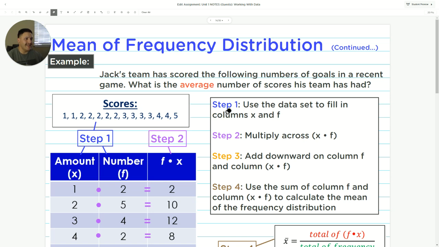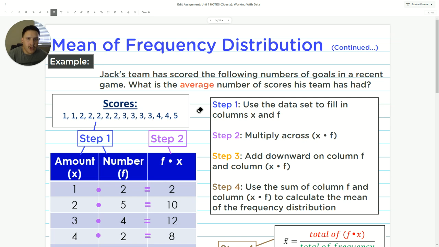So here is an example. Jack's team has scored the following number of goals in a recent game. What is the average number of scores his team has had? So here are the scores. 1, 1, 2, 2, 2, 2, 2, 3, 3, 3, 3, 4, 4, 5.